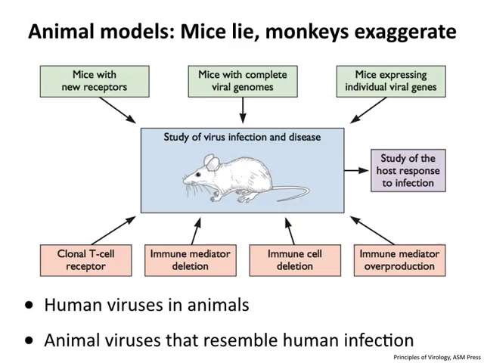Now, you have to always keep in mind the saying at the top here, which is an old saying in biology: mice lie and monkeys exaggerate. What that means is that no animal model is perfect. No animal model mimics exactly what goes on in people. And no animal model is predictive in any way of what a virus will do in people.